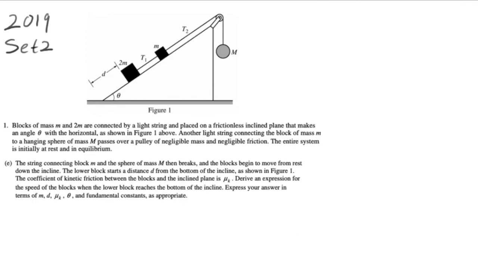Alright, part E, last part. And we get another scenario. The string connecting block m and sphere mass M then breaks, and the blocks begin to move from rest down the incline. The lower block starts at a distance d from the bottom of the incline as shown in figure 1. The coefficient of kinetic friction between the blocks and the inclined plane is mu k. Derive an expression for the speed of the blocks when the lower block reaches the bottom of the incline. Express your answers in terms of the variables and fundamental constants.